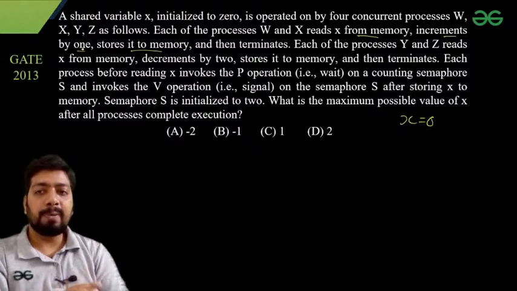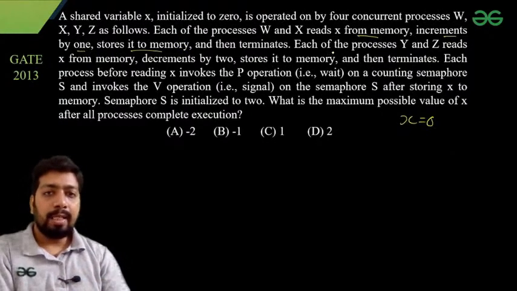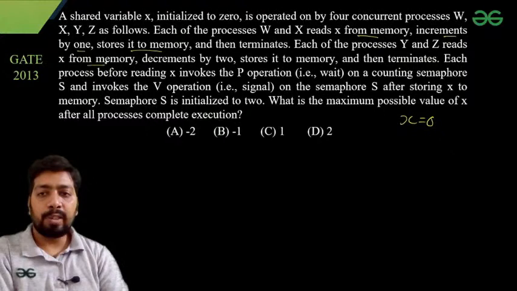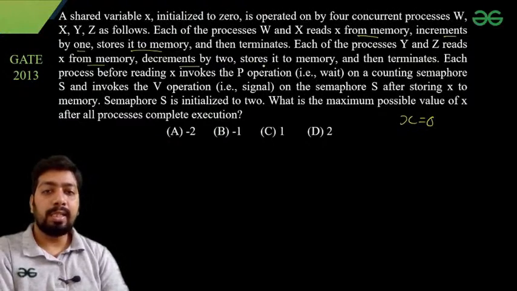And what are they performing? They are performing the increment by 1 operation. And each process Y and Z, now we are talking about Y and Z, reads x from the memory. This is the first instruction. Then decrement by 2. This is the second instruction, and then store it to the memory. This is the third instruction, and then terminates.